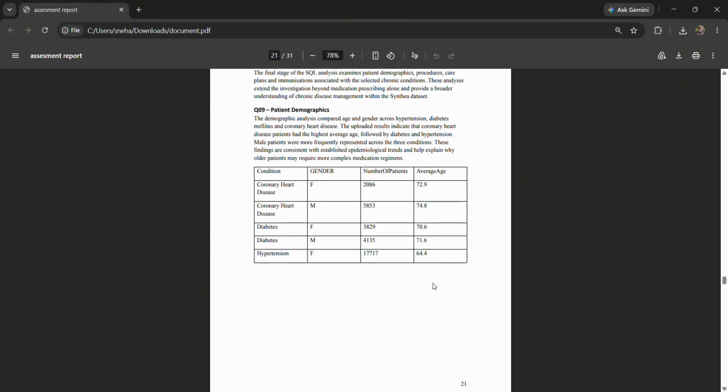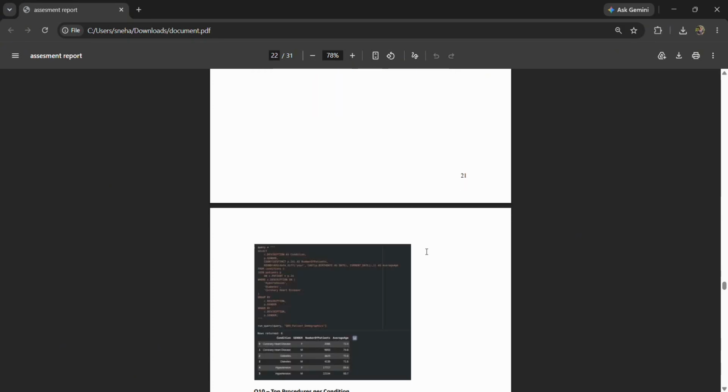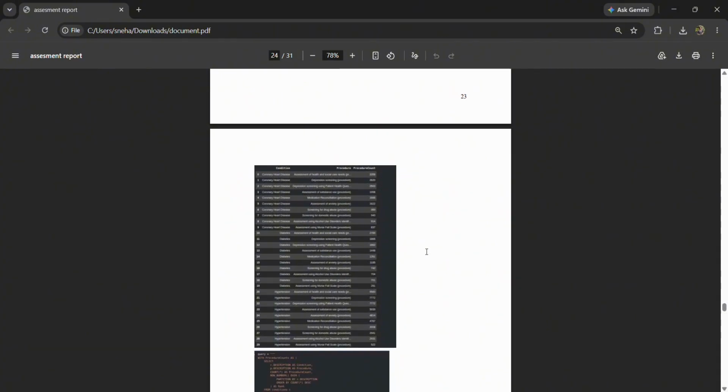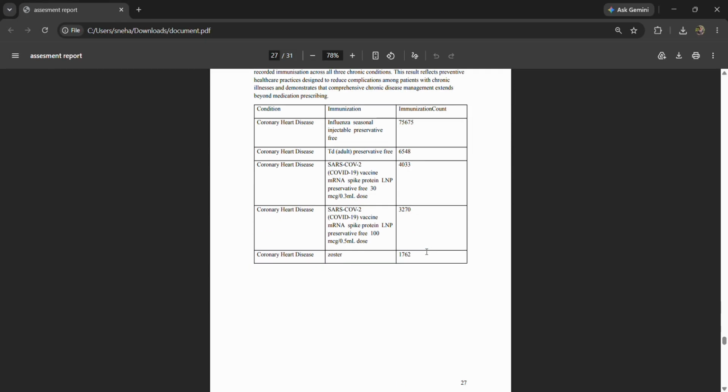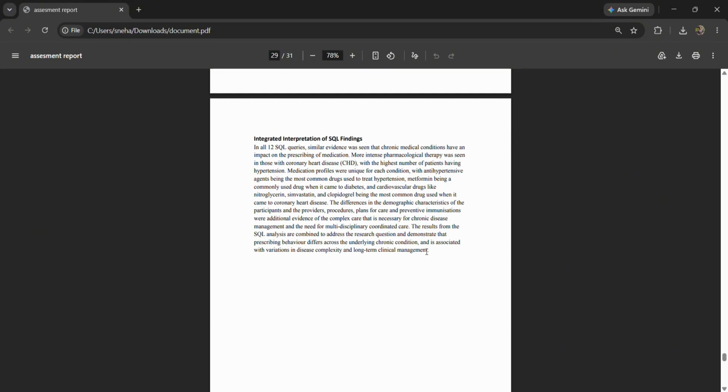Next, I would like to present the integrated interpretation I made when all 12 queries were considered together. They consistently answered the research question. Each chronic disease demonstrated a unique medication profile. Hypertension affected the largest number of patients, while coronary heart disease patients required the greatest medication burden. Together, the findings show that chronic medical conditions strongly influence medication prescribing patterns and treatment complexity.